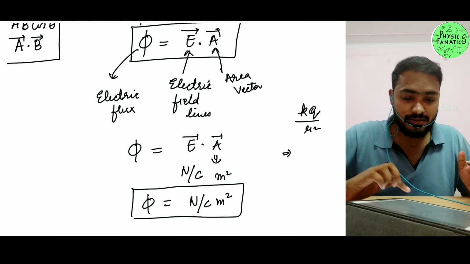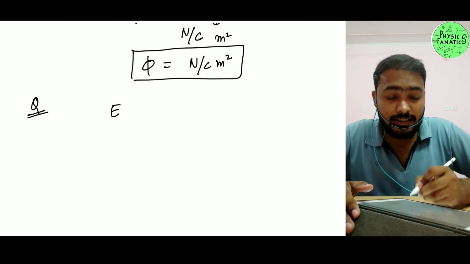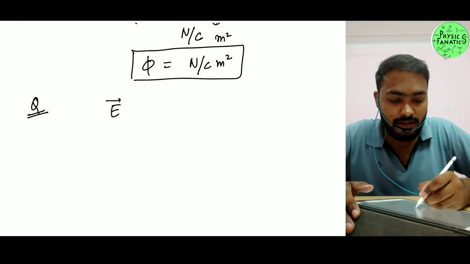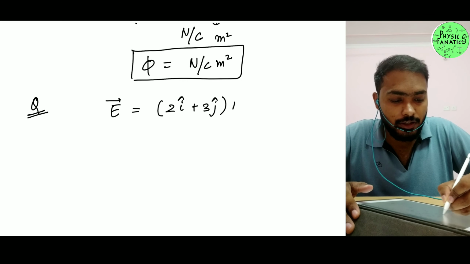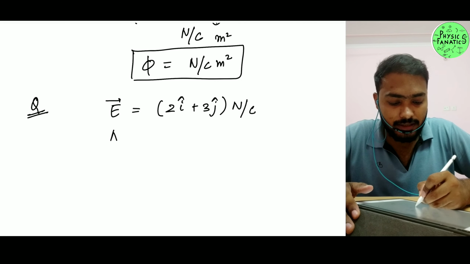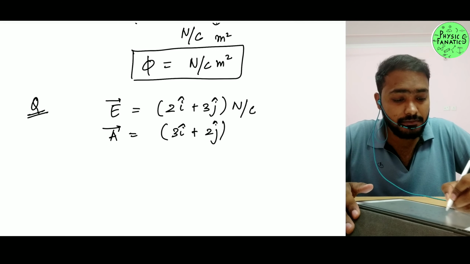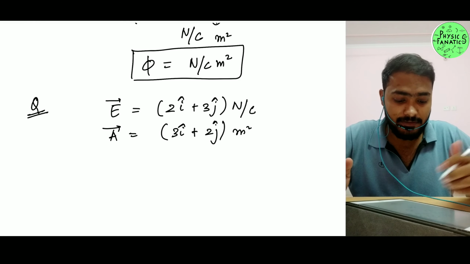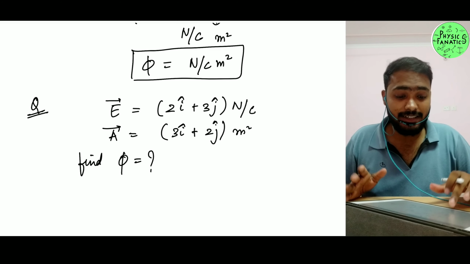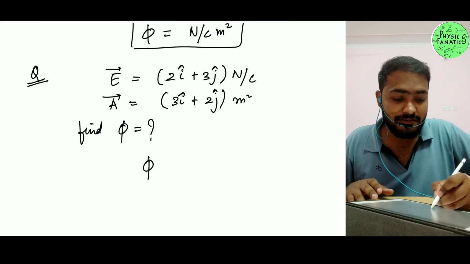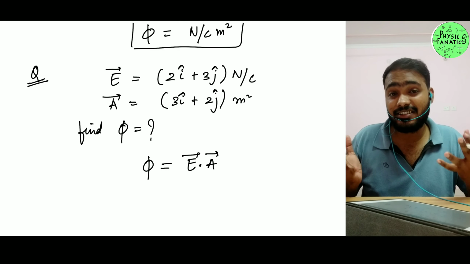So let's do a small question so that you can understand. The electric field passing through a surface perpendicularly is given as 2 i cap plus 3 j cap Newton per coulomb, and the area vector is 3 i cap plus 2 j cap meter square. Find the value of phi. It is very simple. We have studied that phi is equal to E dot A, which is a dot product.